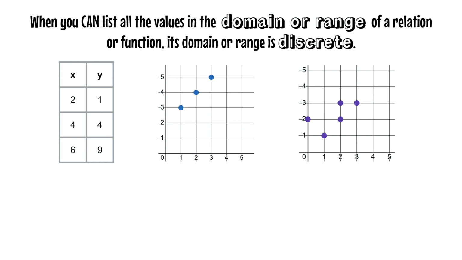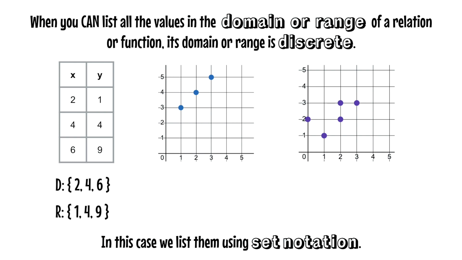So let's look at this first table of values. We see that the values of x in the table are 2, 4, and 6, which means that the domain is 2, 4, and 6. We list this in set notation because we can write them as a list. So we put curly brackets around our set of values, and each value is separated by a comma. Similarly, we see that we have the range values of 1, 4, and 9, and because we can list them all, we list them in a set separated by commas. And that set notation has curly brackets.